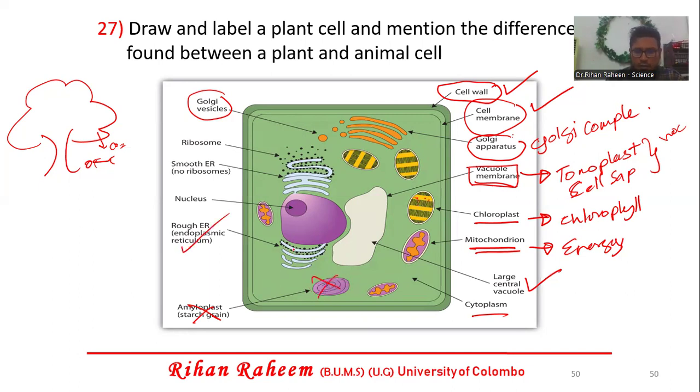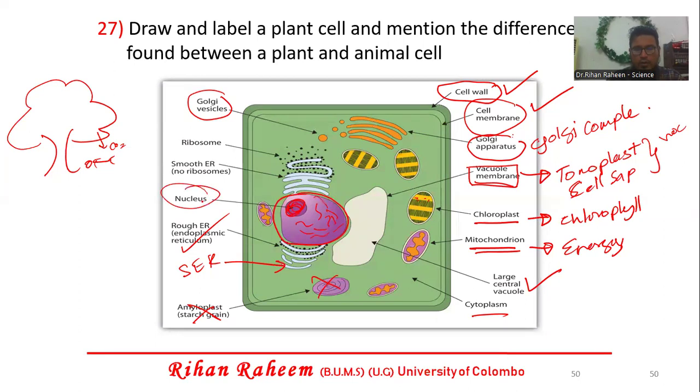Rough endoplasmic reticulum, you all know. Smooth endoplasmic reticulum, here they have not mentioned it. Here these are smooth endoplasmic reticulum. Nucleus, okay, these are the nucleus, nucleolus, then the whole nucleus, and inside the nucleus you have worm-like structures. What are those worm-like structures?